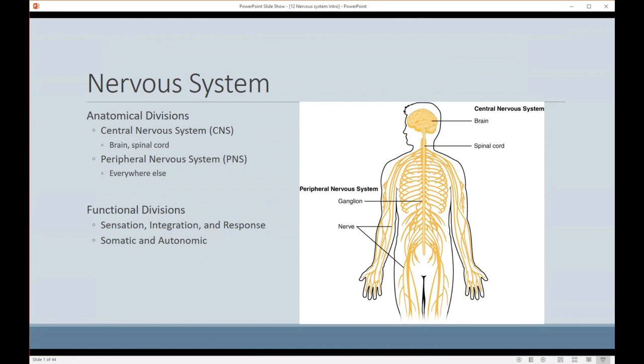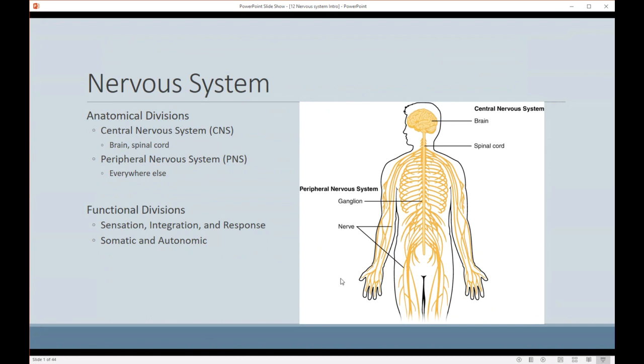So for the nervous system, okay, let's talk about the anatomical divisions. Remember, we talked about how we can divide both anatomically but also functionally. Okay, so we talk about the anatomical divisions. We have the central nervous system. The central nervous system is the brain and the spinal cord, those that are in the center. The peripheral nervous system is everywhere else. All of these are peripheral nerves.